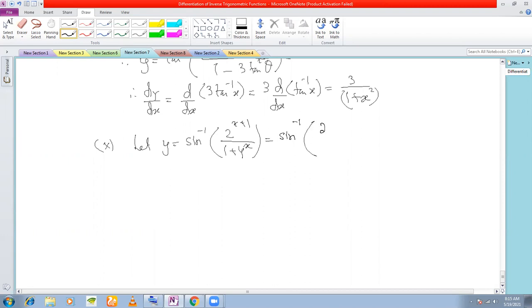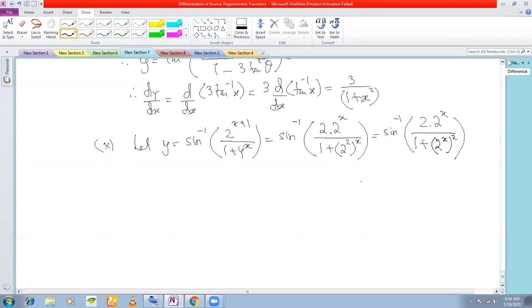But if I write it in this manner, 2 to the power of x plus 1 can also, by the laws of indices, be written as 2 into 2 to the power of x divided by, and here in the denominator, 4 can be written as 2 square to the power x. Okay. So that now you can write this as sine inverse of 2 into 2 to the power of x divided by 1 plus 4 to the power of x, let's say 2 to the power of x whole square.